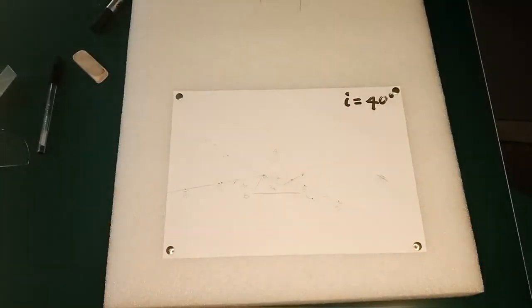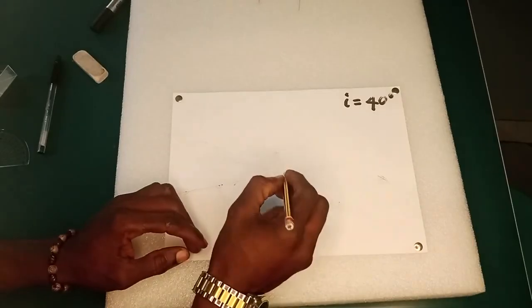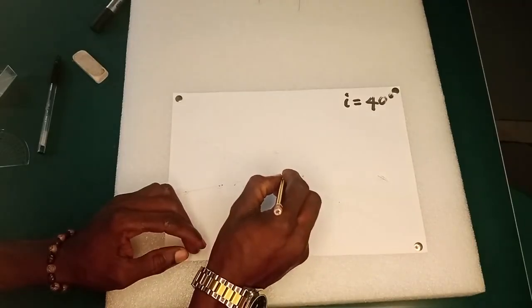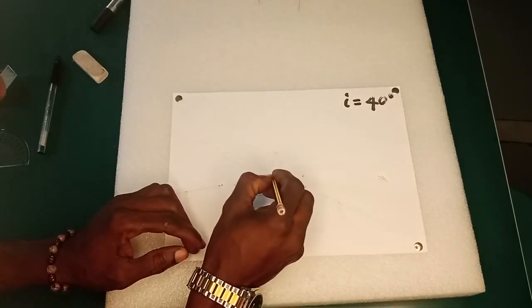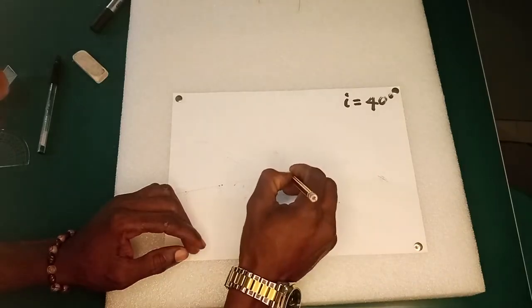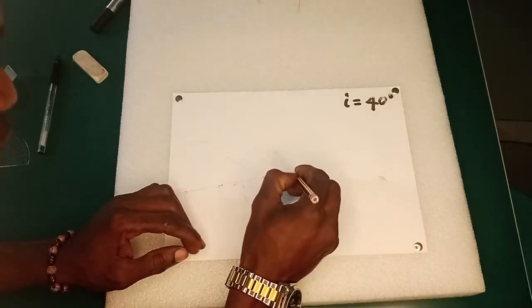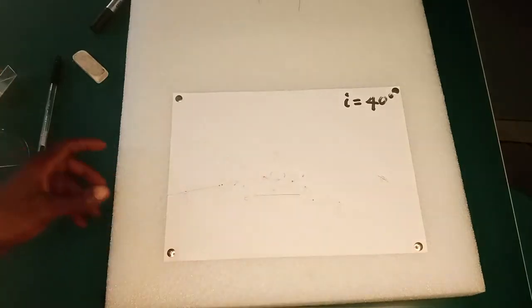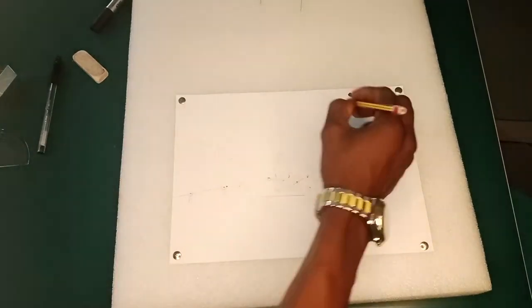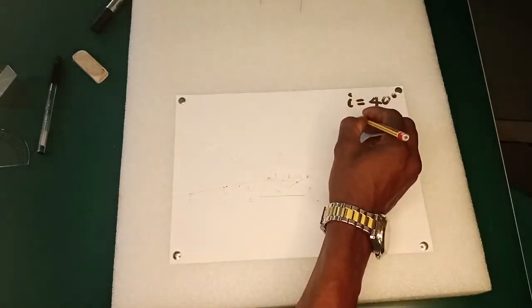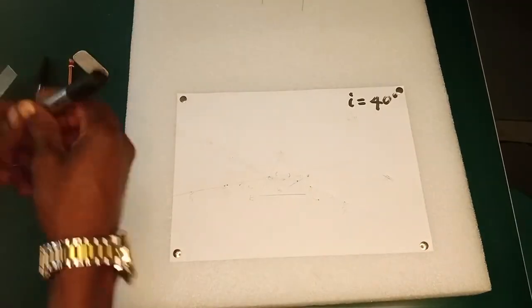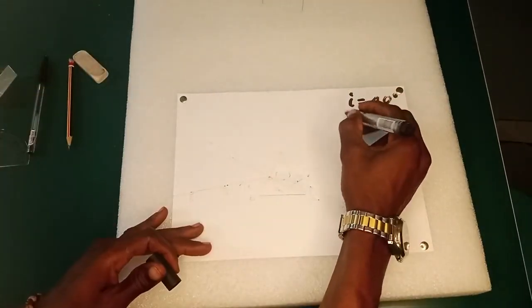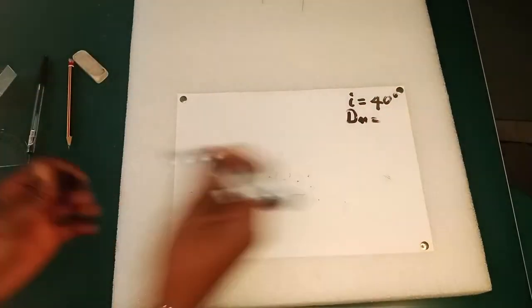Good. Now, this angle is the same as this angle. And this angle is called the angle of minimum deviation, Dm. That is the angle we are looking for. We are looking for Dm. D subscript m is what we are looking for.